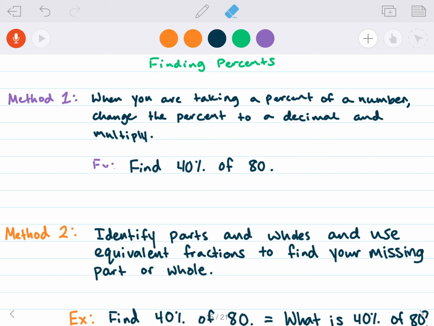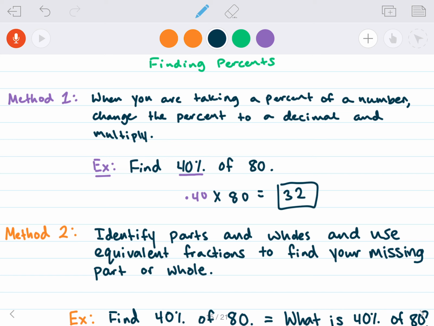For example, if we're trying to find 40% of 80, all we have to do is change 40% to a decimal, and we know that 40% is 40 out of 100. 40 hundredths is 0.40. So we take that and multiply by our number, which is 80 in this case. And so 0.40 times 80 is going to give us 32, and that's our answer.